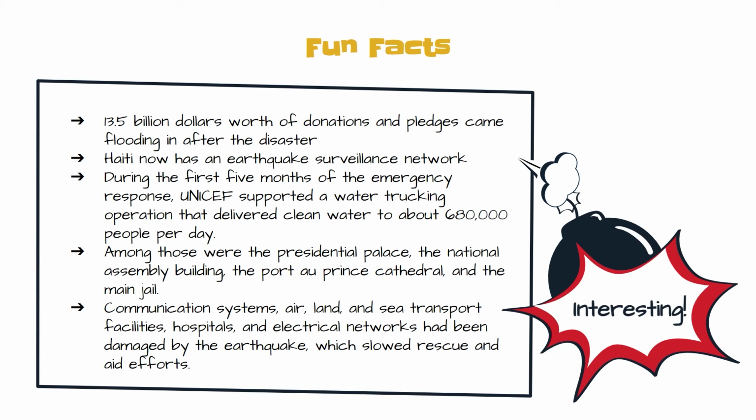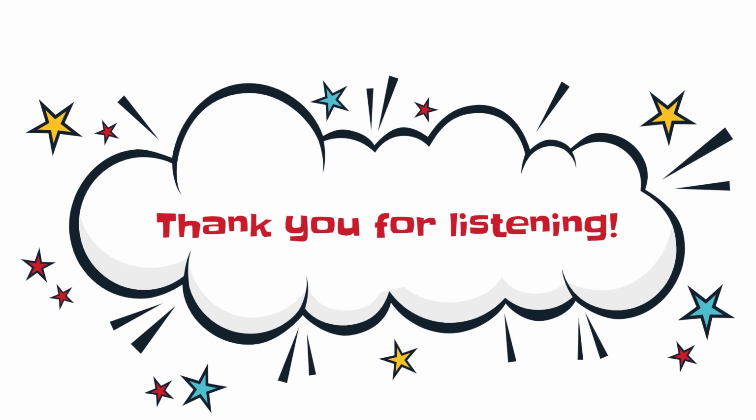And among the buildings that were destroyed, some of the famous ones were the Presidential Palace, the National Assembly Building, the Port-au-Prince Cathedral, and the main jail, as well as the Parliament, which we mentioned before. And this fact is a little more sad, but the communication systems on the air, land, and sea, transport facilities, hospitals, and electrical networks were all damaged by the earthquake, which slowed rescue and aid efforts.